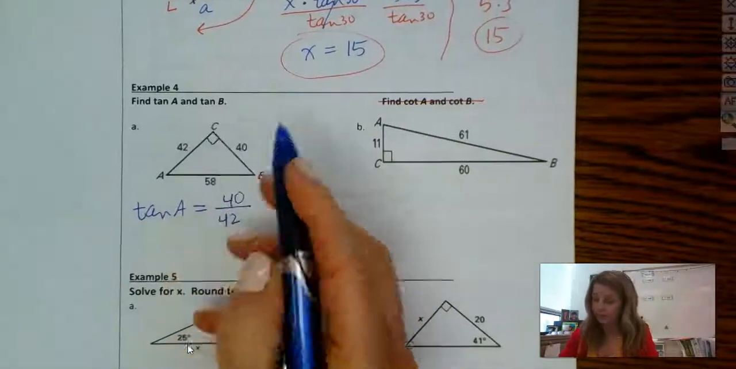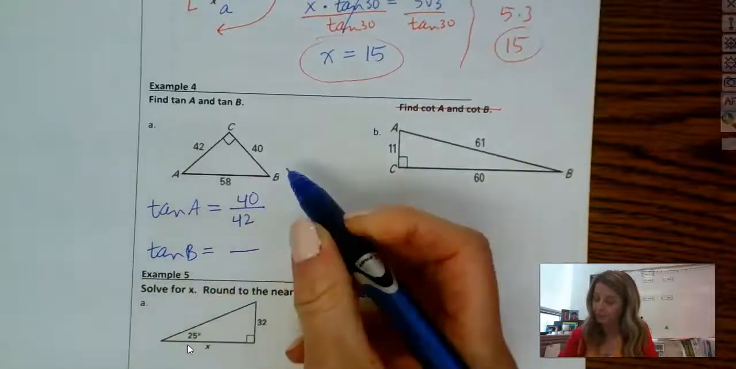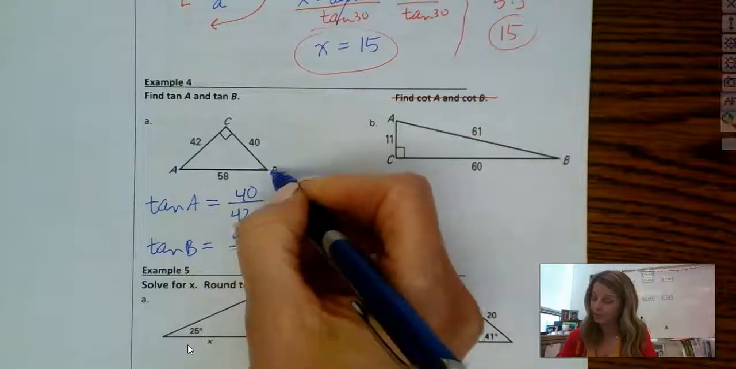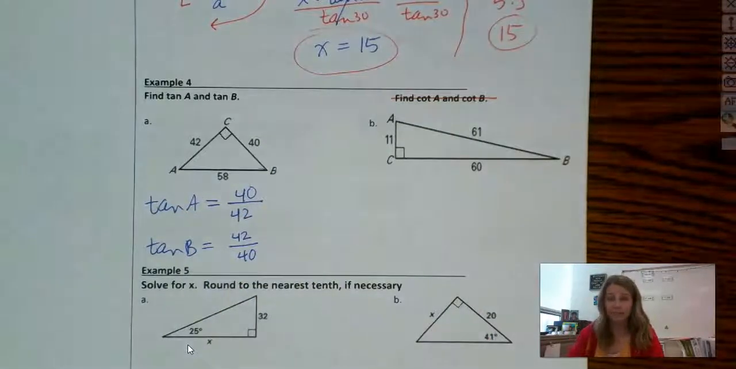We also need tangent of angle B. So tangent of B is equal to, so from B, now my opposite leg is 42, my adjacent leg is 40. And that's all we're writing if we know all three sides. I'm simply writing that particular ratio.